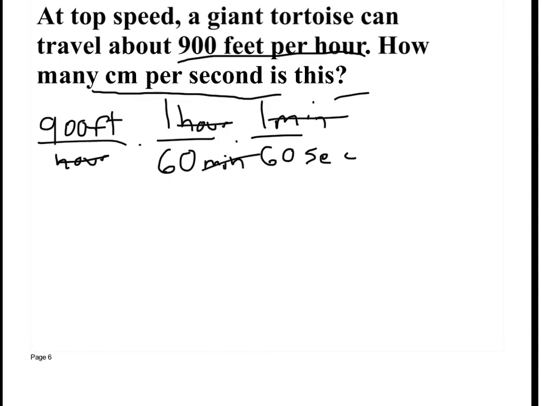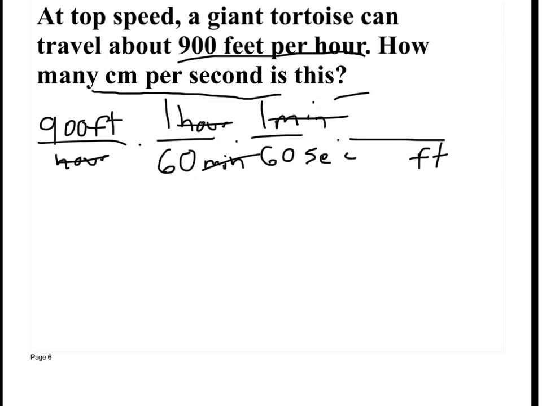I cancel out minutes. I'm left with feet per second. Is that what I want? Yeah. What's it asking for? Centimeters per second. So I need to get rid of feet and change to centimeters, right? So where would feet need to go? On bottom. It starts out on top, so to get rid of it, I need to put it on bottom.